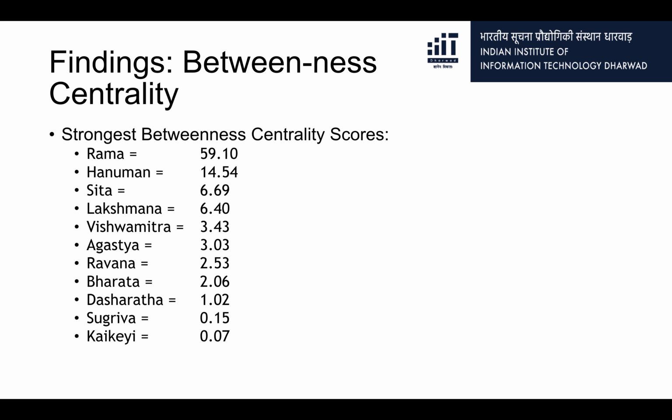So, Hanuman is the linking character in this story. He is the one who brings all the other characters together. And this is not based on any knowledge or understanding of the story, it is purely based on graph analytics. In fact, nobody else even has half of the betweenness centrality that Hanuman has except Rama. Sita is 6.69, which is less than half of the 14.54 that we got for Hanuman. So, he is a connecting character.